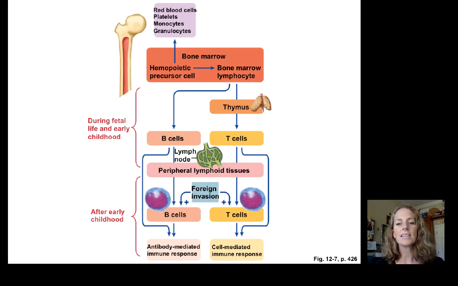So for B cells and T cells, the pathway is slightly different. They're both made in the bone marrow. B cells will stay in the bone marrow and get their receptors or become immunocompetent in the bone marrow. T cells will leave the bone marrow and obtain their receptors and become immunocompetent in the thymus. They will then both circulate to the peripheral lymphatic or lymphoid tissues.